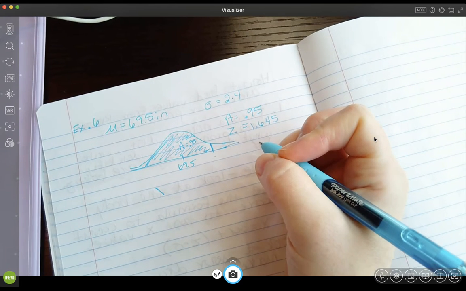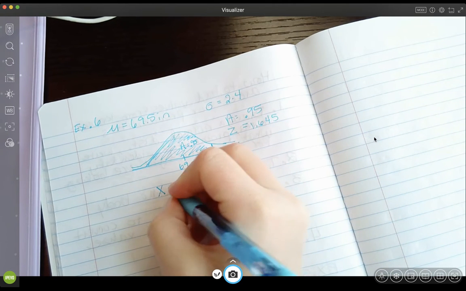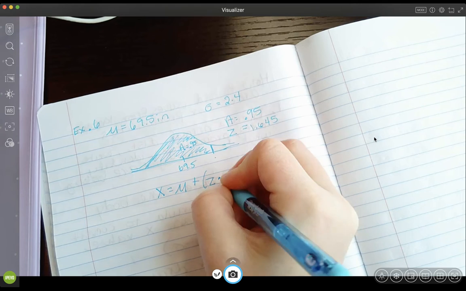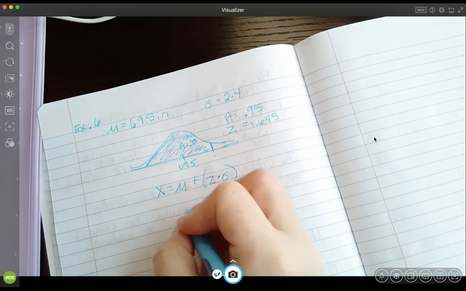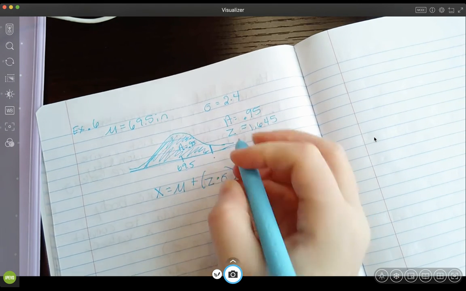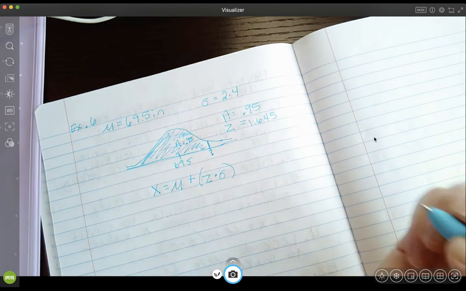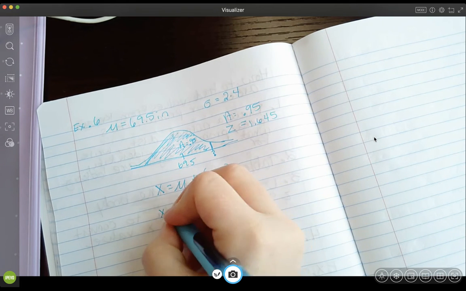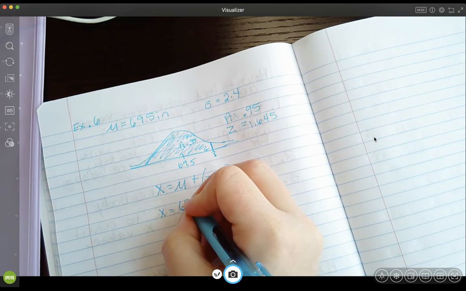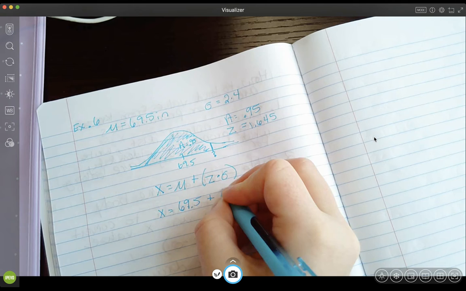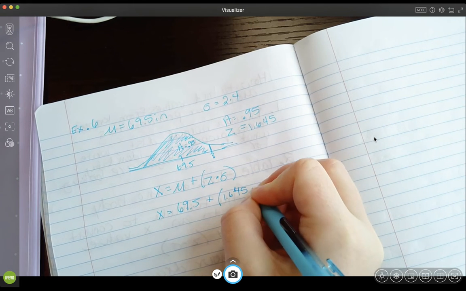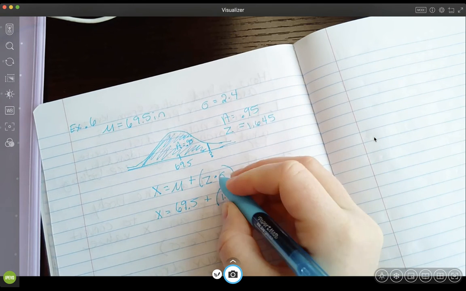Then I use that formula, x equals the mean plus z times the standard deviation, to find out what the actual height is, because that's what we want to find out. What is the height that will accommodate 95%? So x equals 69.5 plus 1.645 times 2.4.